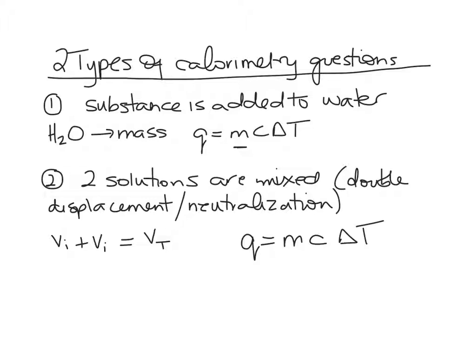So you find the total volume, convert it to total mass using the density of water, and that is the mass that goes in Q equals mc delta T.